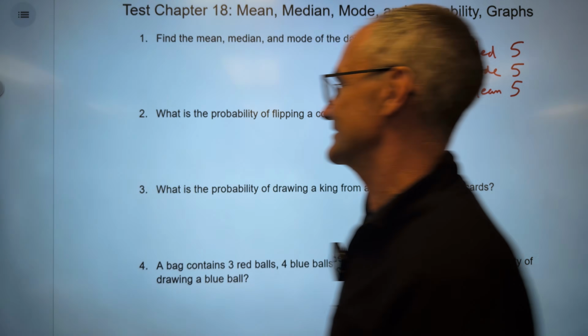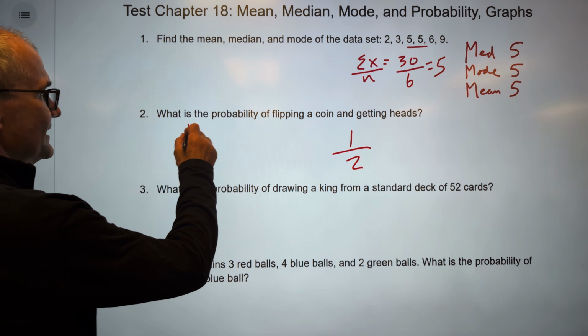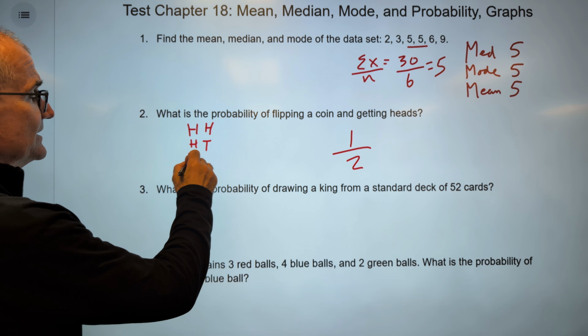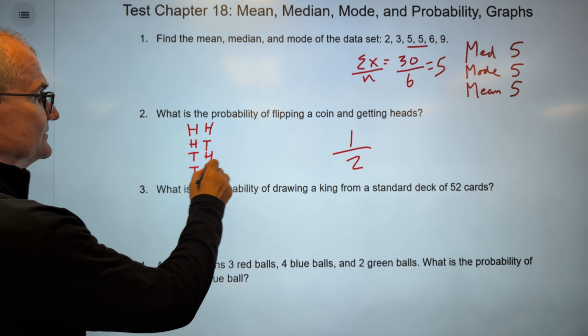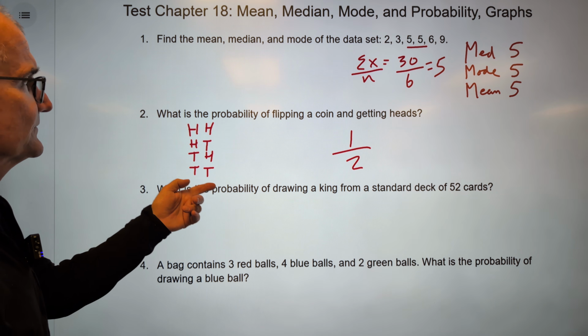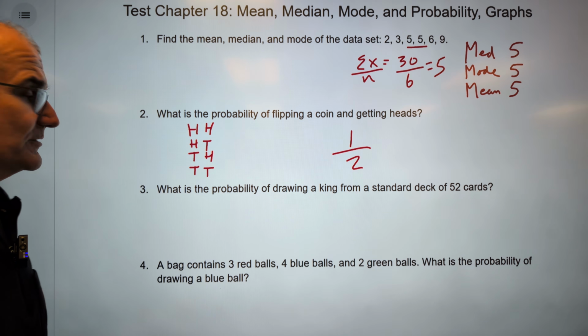Well, that one's a little trickier because I flipped that coin twice. I could either have heads, heads, heads, tails, tails, heads, or tails, tails. There are 4 outcomes when I flip that coin twice. The probability of getting 2 heads in that case would be 1 out of 4.